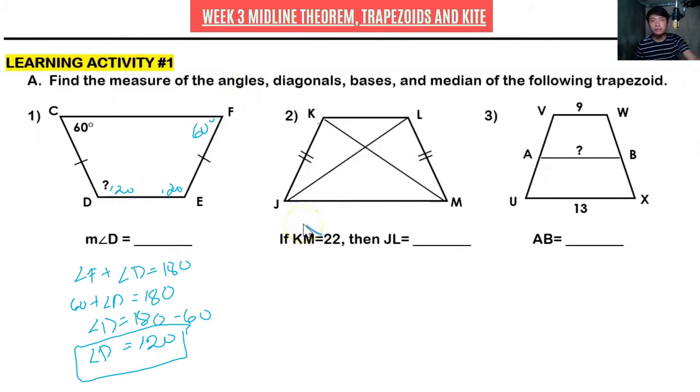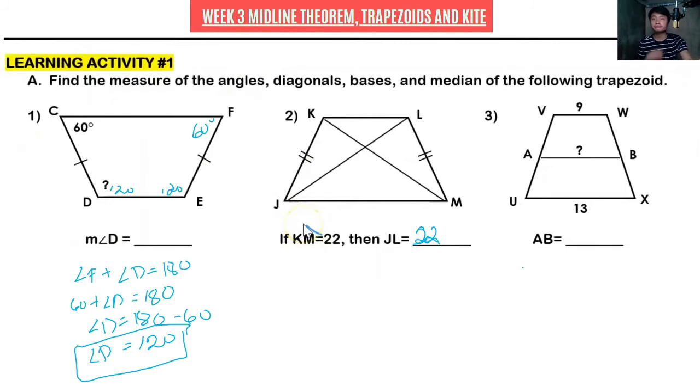Tingnan nyo kung ano si Km. That is a, ano ba si Km? That is a diagonal. So, alin lang ba yung theorem na may diagonal about sa trapezoid or isosceles trapezoid? Diagonals are congruent. Ano yung hinahanap? JL. JL is also diagonal. Hindi na natin kailangan i-solve to. That is also equal to 20. That is also equal to 22. Kasi parehas naman silang diagonal, and diagonals of isosceles trapezoids are congruent.